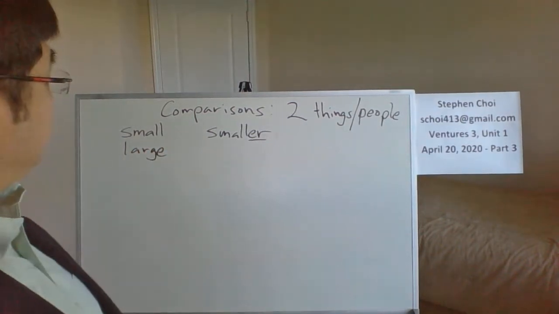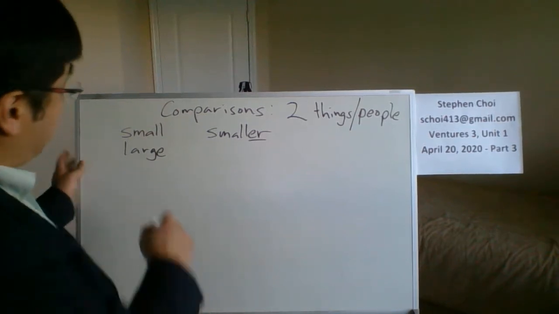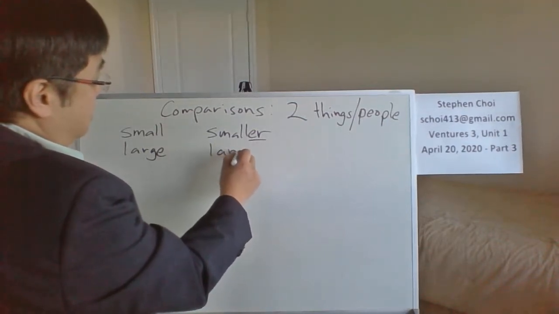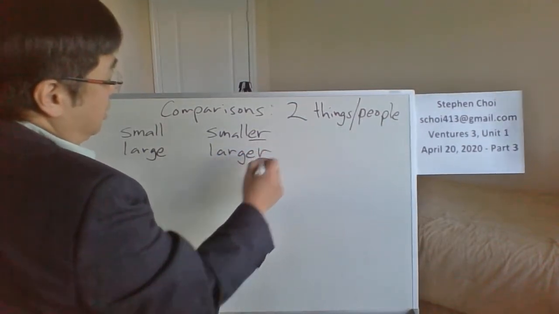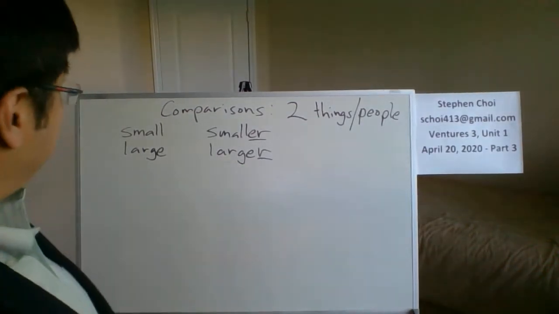What if I use the word large? When I have the word large that ends with the e already, you just put what? Large becomes larger. You just put an R there, because you already have an E.